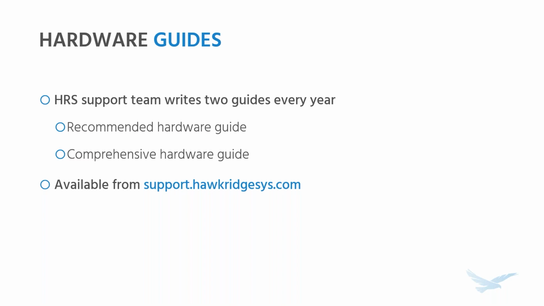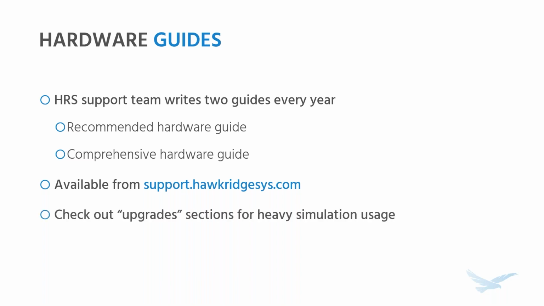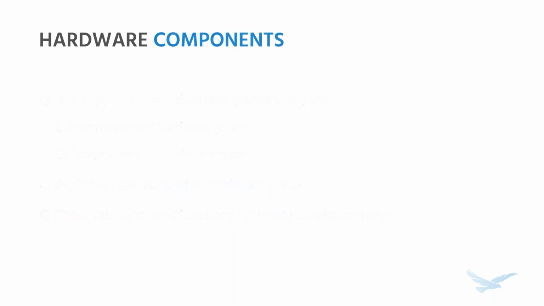Both of these guides are written for SolidWorks in general. But if you go to the upgrade section of each, you'll see recommendations for people that are using a lot of simulation. And they're going to focus on the individual components, which are the processor, CPU, graphics card, GPU, memory, and your hard drive.